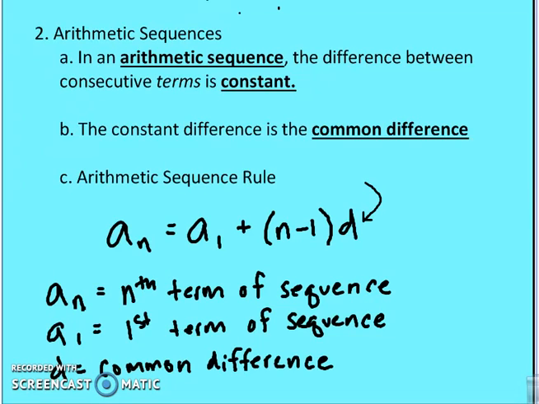So the arithmetic sequence rule is a sub n, which is the nth term, is equal to a sub 1, so the first term, plus n minus 1 times d, the common difference. So I'll leave you a moment to jot that down.